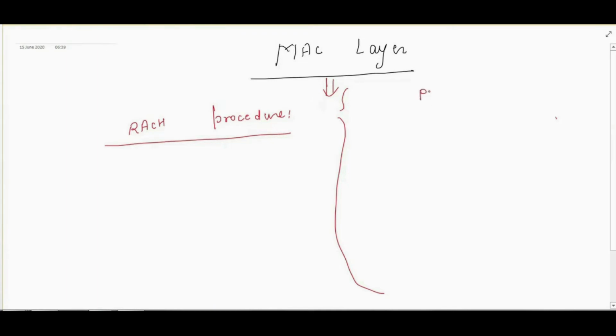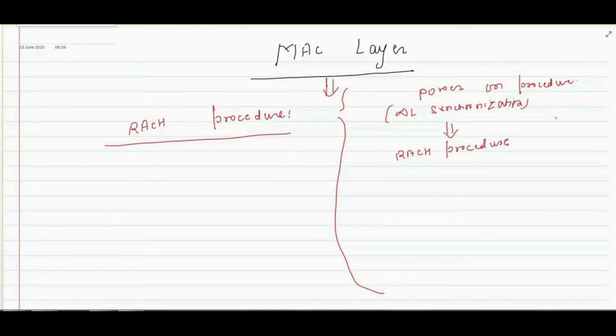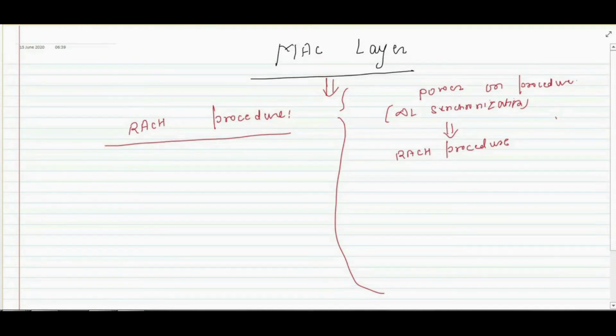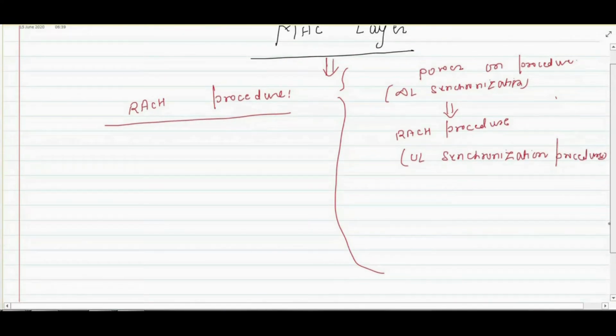So the first procedure, power on, that is called the downlink synchronization. After then, the Rach procedure. That is called the uplink synchronization procedure.